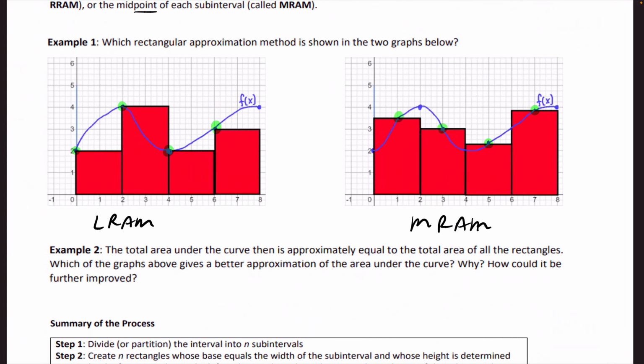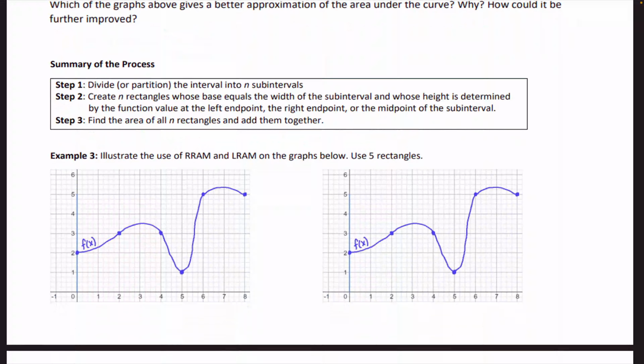Which of these two gives a better approximation? Which of these two would be closest to the actual answer? Would it be LRAM or MRAM? MRAM, I think, right? MRAM has less missing. This one has a whole section here, and then it goes over a little bit, then it goes here, and then here. The missing parts, it goes over a little bit there, but those kind of balance each other out. So I'd say MRAM's a little bit closer. MRAM will most likely be the closest to actually finding the answer.